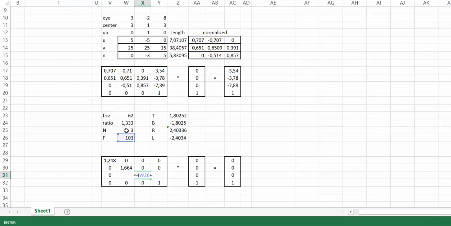far plus near divided by far minus near. This equals minus 2 times far times near divided by far minus near. Okay, fine. And finally we have 0, 0, minus 1, 0.